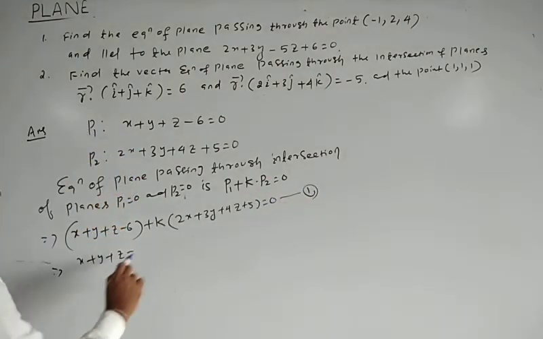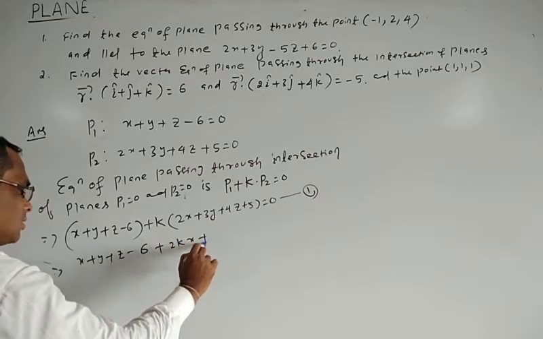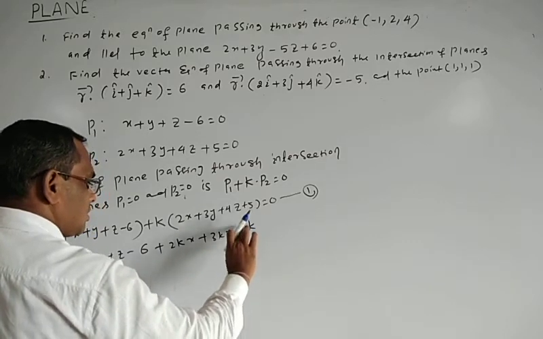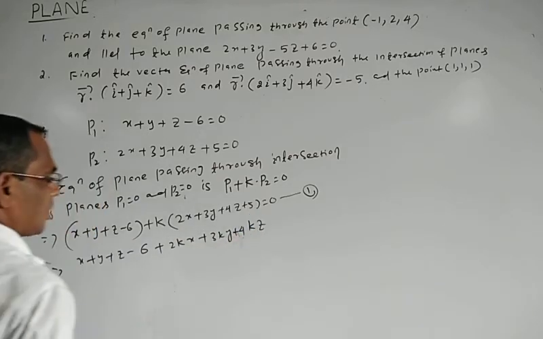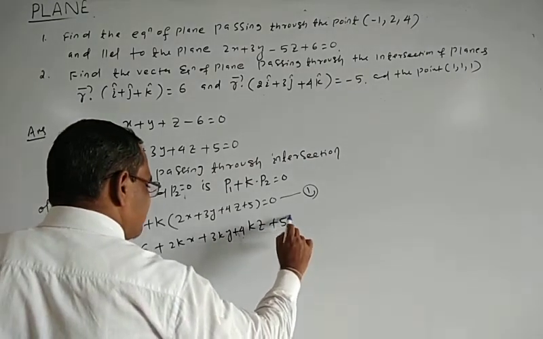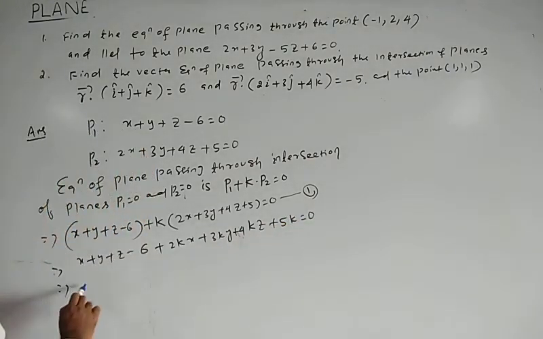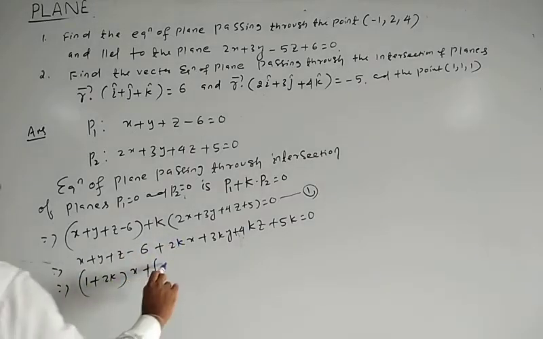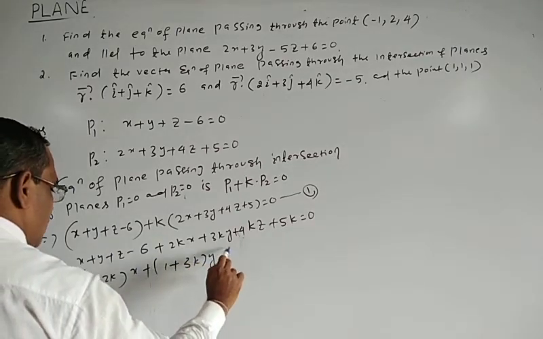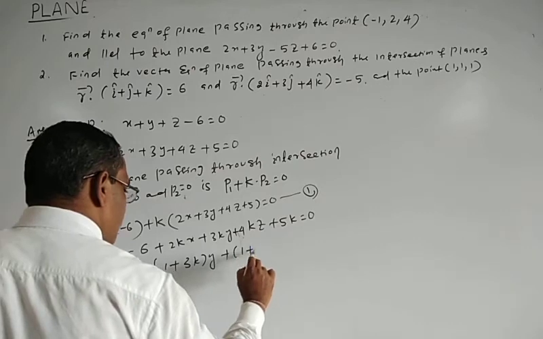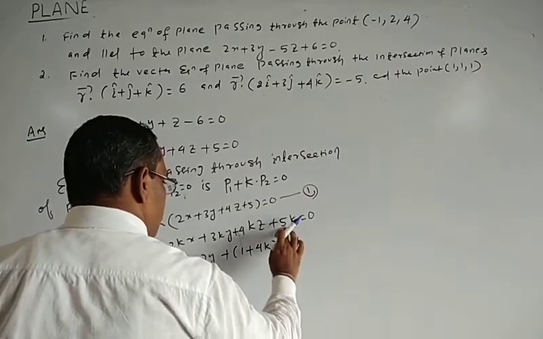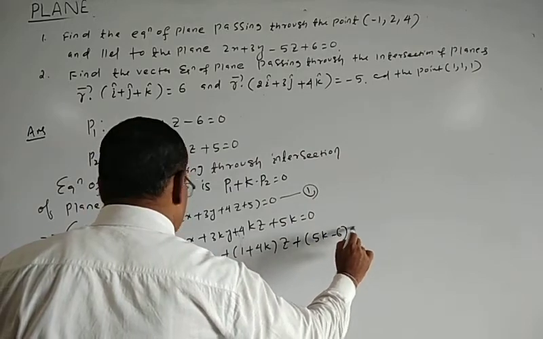So x plus y plus z minus 6 plus 2kx plus 3ky plus 4kz plus 5k is equal to 0. That implies, taking x common, 1 plus 2k into x plus 1 plus 3k into y plus 1 plus 4k into z plus 5k minus 6 is equal to 0.